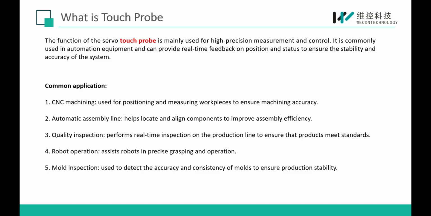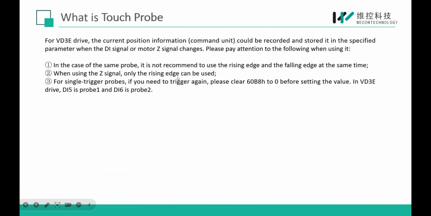This function is usually used in ECAM and package production lines. And here are also some other applications, such as CNC machines, robot control, mold inspection and so on. And for the WECON driver, the current position information can be recorded and stored in the register of the driver when the DI signal or motor Z signal is changed.